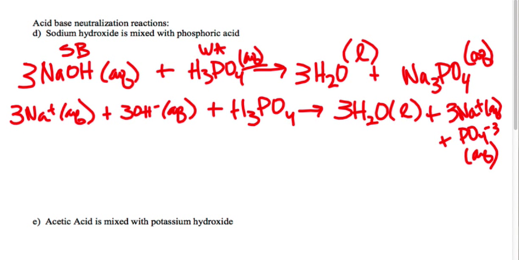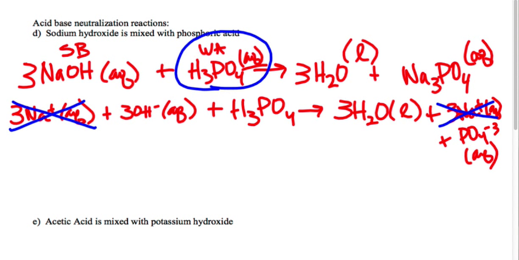Do I have any spectators in this? Not very many, but what are they? It's weak. So classify your acids or bases as strong or weak. If it's weak, we still write aqueous, but we don't split it up.